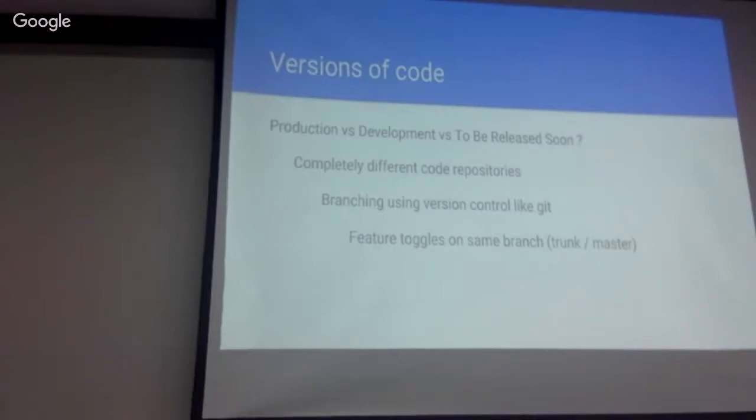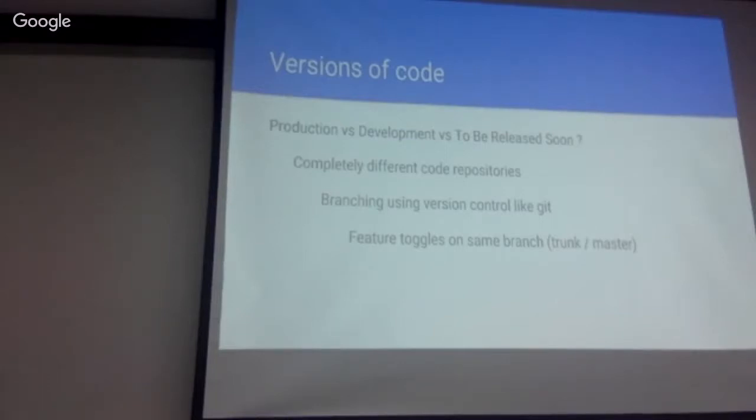So talking about latent code, what do we mean by latent or dormant code? Code that is not yet completely functional, in the sense it is under development, and it's not really production quality yet. So how do we manage different versions of code?